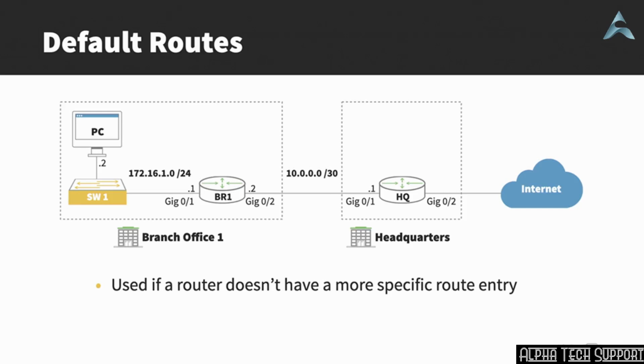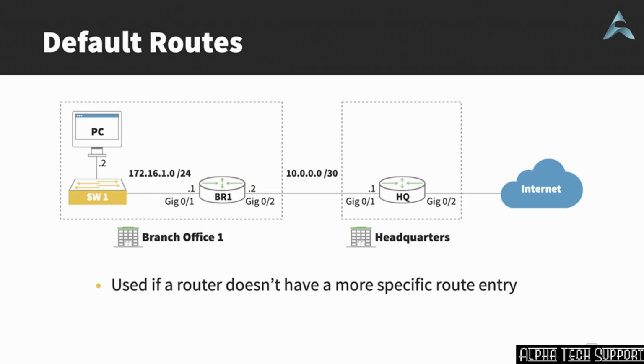Consider the topology on screen. We've got a branch office that only has one way out to the rest of the world, and that's to go to a next hop of the HQ router back at the headquarters. So if the PC over at the branch office wants to reach any network within the headquarters, or if it wants to get to any network out on the internet, it's only got one way to go. The only possible way to get to those external networks is to go to a next hop address of 10.0.0.1, the HQ router. So instead of us going into BR1 and setting up a bunch of static route entries to get to all the individual networks within HQ, we could just have a default route to say, if you don't have a more specific route entry, come to me, come to HQ.